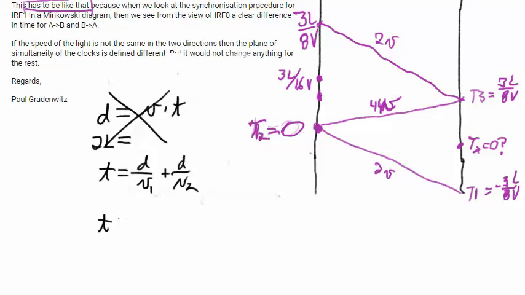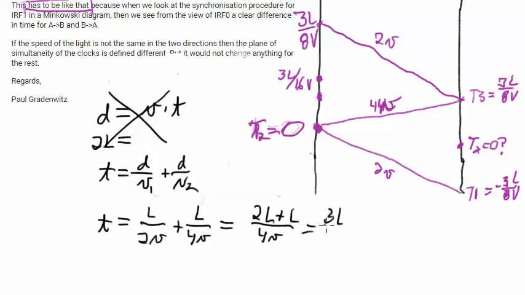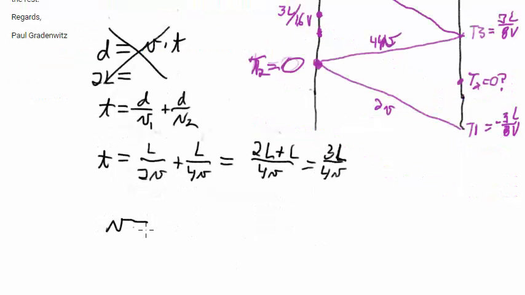T equals L over 2V plus L over 4V, which equals 2L plus L over 4V. So yes, 3L over 4V. So V equals 3L over 4T.